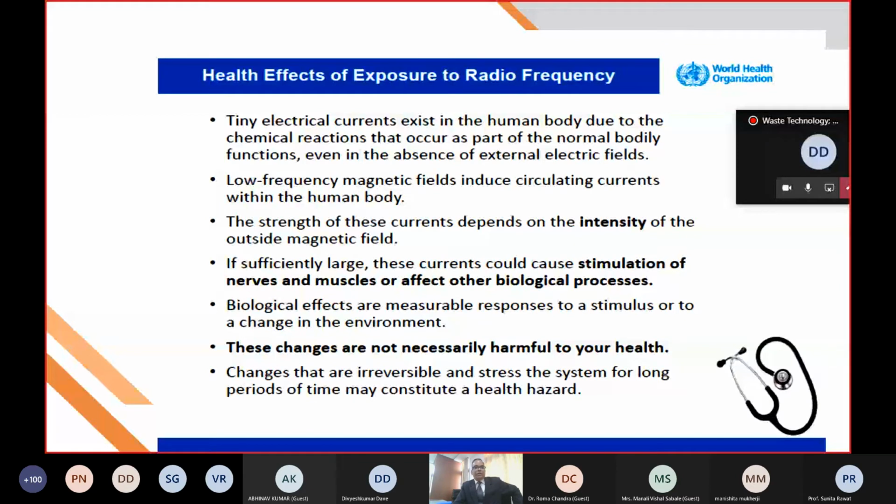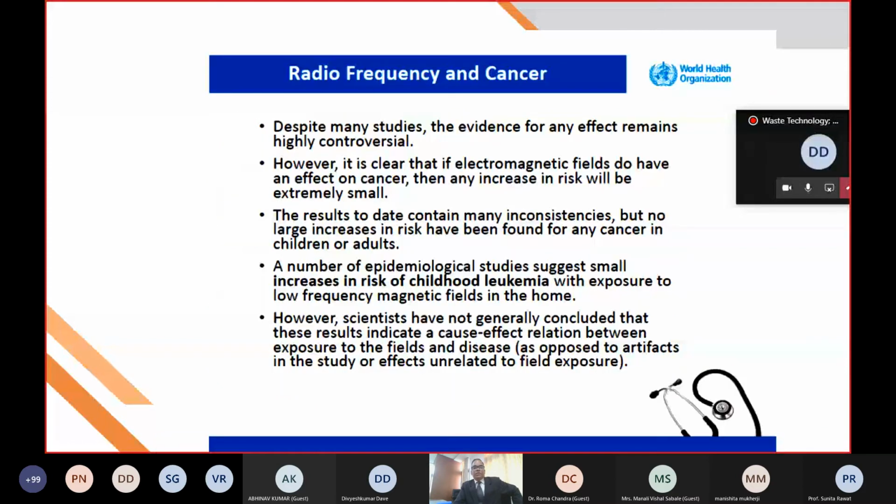So these are the health effects of exposure to radio frequency. I have given you a lot of slides on this. These are the WHO observations. Radio frequency and cancer: it is established that radio frequency may induce cancer. I cannot say that it generates cancer. As we all know, we all have a cancer induction tendency. We just need to provide the appropriate signaling. So radio frequency may trigger cancer.